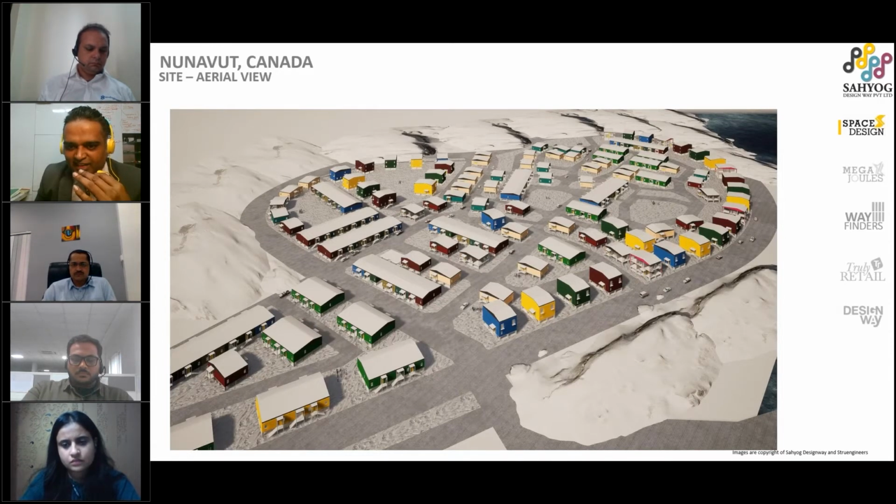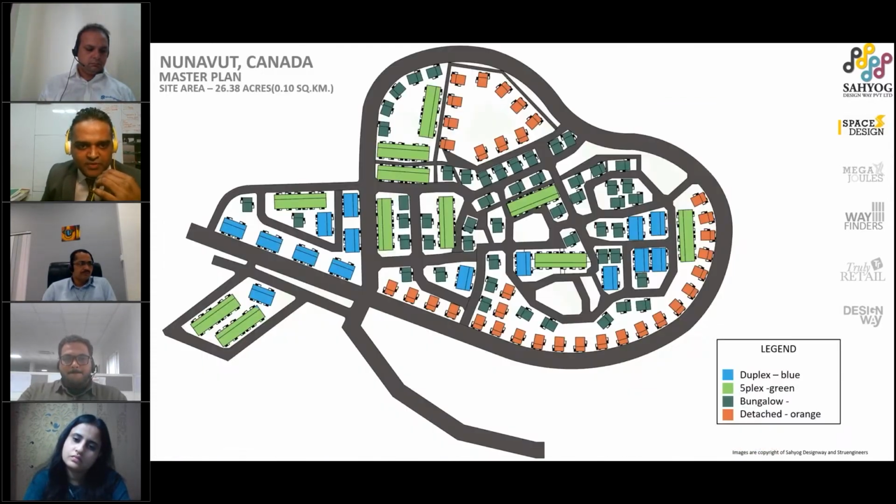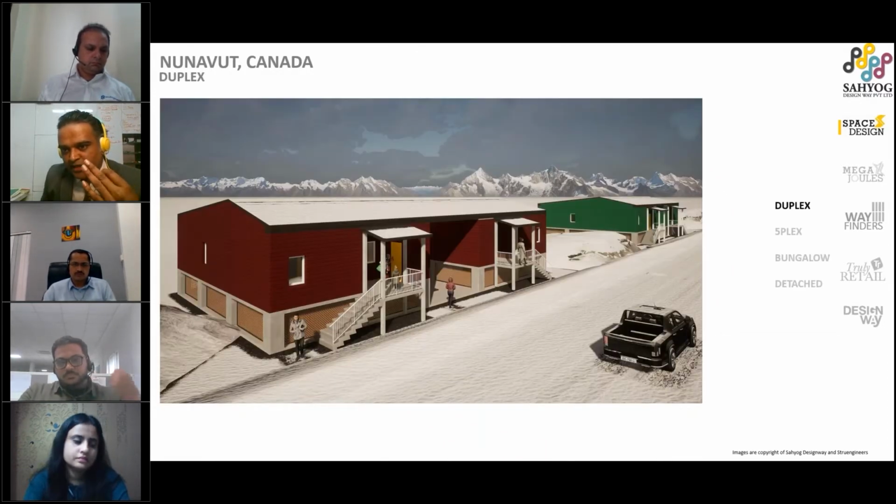Now the most challenging part, coming from down under to the top, to Nunavut, Canada. Here there is a place where the climate goes to minus 40. There are of course no trees and other environmental parts, but the services are still there, so I'll just brush through it. The solutions we came up with were four types of different buildings: duplex, fiveplex, bungalows, and detached. Here also there were certain requirements.